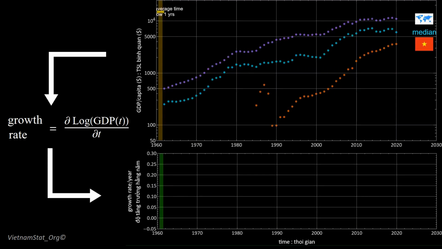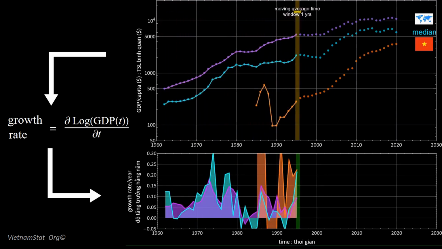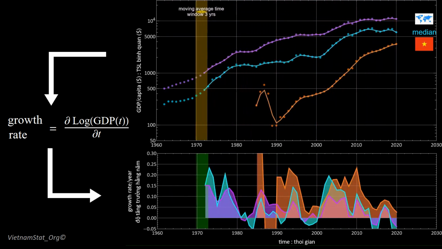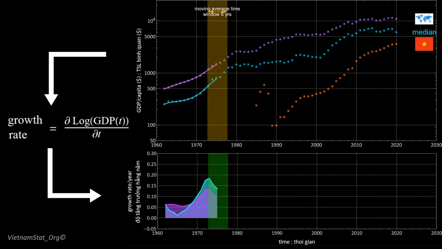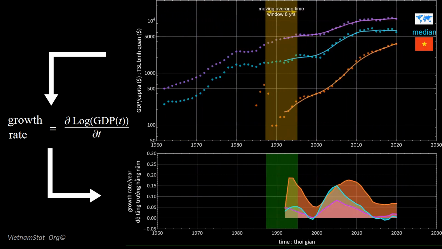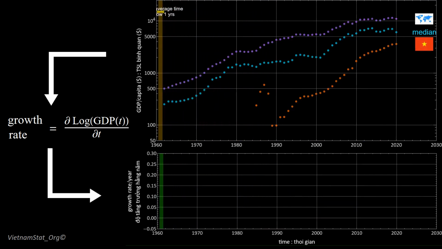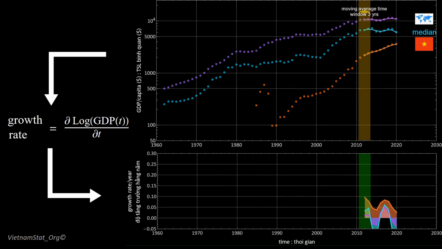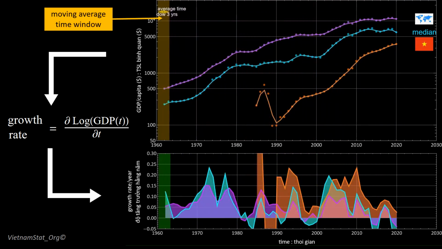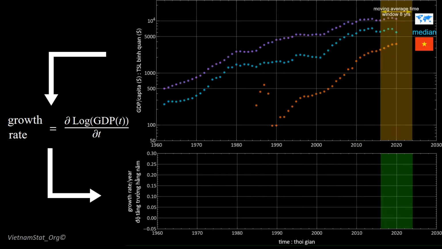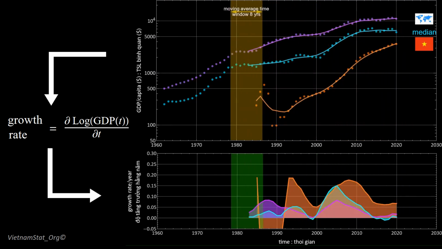The growth rate is the time derivative of log of the value. However, for most economies and data, there is substantial year-to-year fluctuation, hence it is difficult to see a trend of the growth rate as there are too many variations. One technique is to use moving average to smooth out the data. As can be seen in these charts, as the moving average time window is larger, the data are smoother and the long-term trends of the growth rates are clearer.